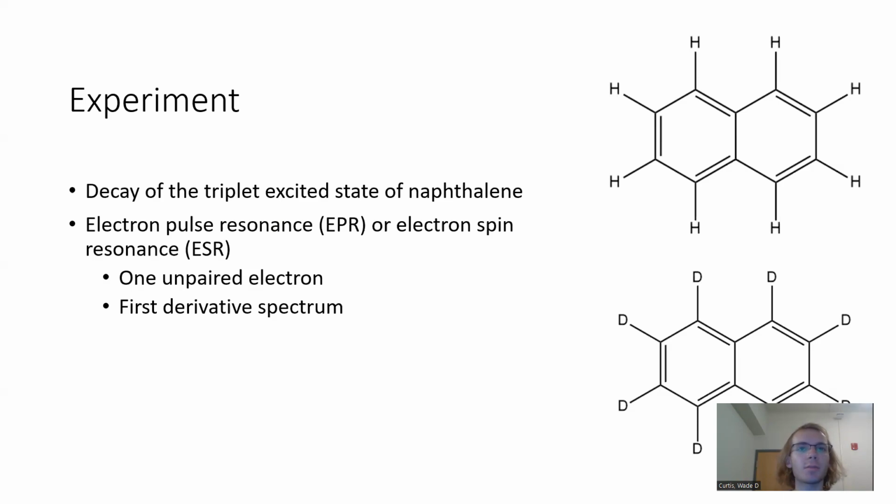As mentioned, this experiment is looking at the rate of decay of the triplet state of deuterated naphthalene, which is shown at the bottom right, and naphthalene, which is shown at the top right, and comparing them. This is done using ESR/EPR, which only gives a signal where there is one unpaired electron, which occurs in the triplet state, which is why we are using the triplet state. And the field sweep spectra is given as the first derivative of the field sweep spectra.